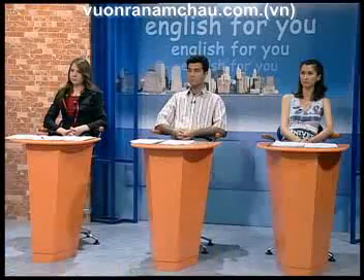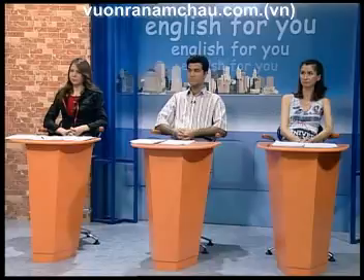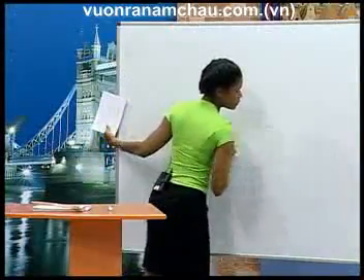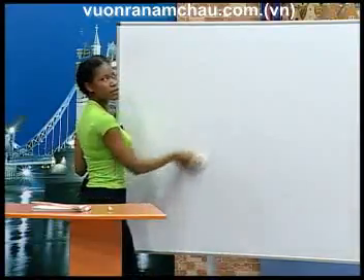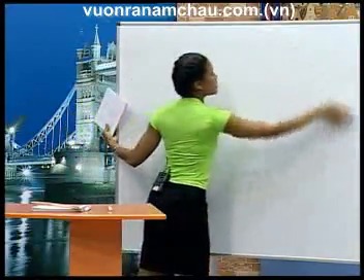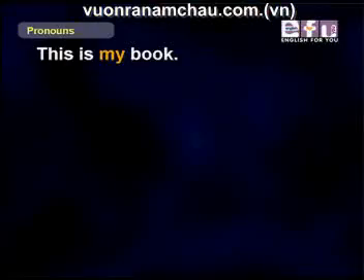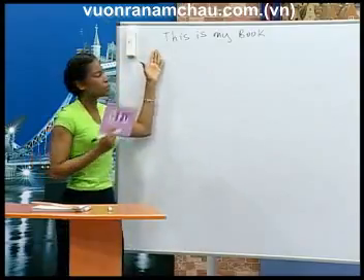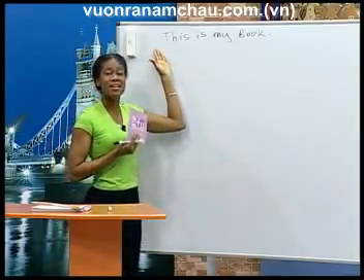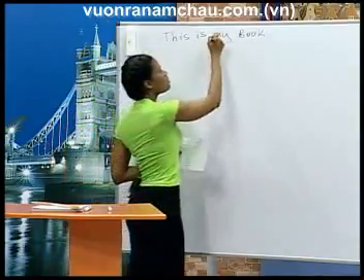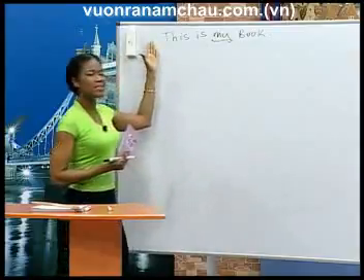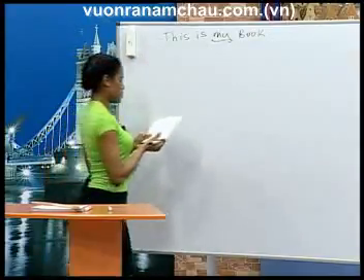Okay, now let's talk about possessive pronouns. Possessive adjectives, the next group. Now remember, a possessive adjective must be followed by a noun, the noun that it modifies, the noun it describes. Okay, this is my book. Okay, what book? We use a possessive adjective to tell us what book. My book. So this is my book.